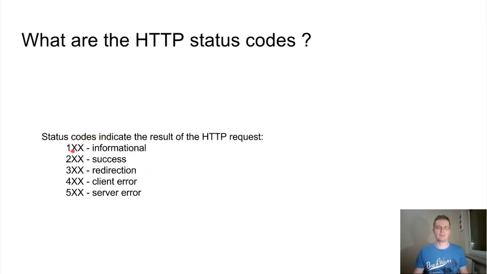What are the HTTP status codes? We have the status codes which contain 3 digits. The first digit informs you of the type of the HTTP status code. The 1 is informational, 2 is a success, 3 redirection, 4 a client error, and 5 a server error.